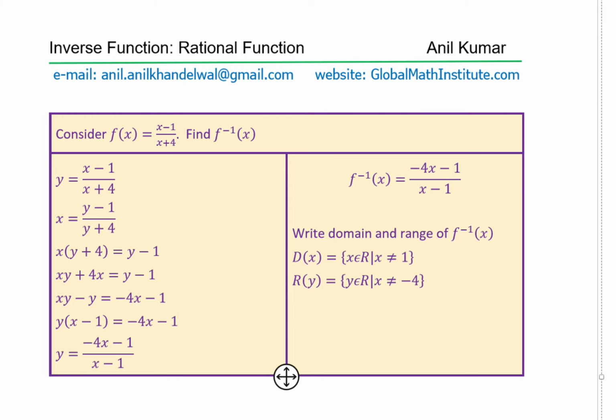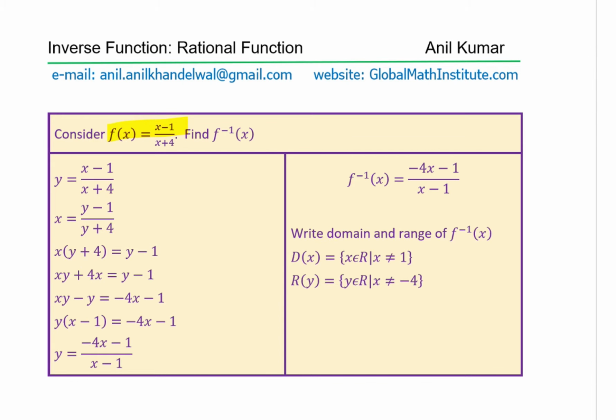Okay? Now let's look into the next part, which is how do we find the inverse of the function. So to find the inverse of the function, which is x minus 1 over x plus 4, what are we going to do? We'll write this function as y equals x minus 1 over x plus 4, and then we are going to swap x and y terms, correct? So when you swap x and y, the equation becomes x equals y minus 1 over y plus 4. And now we are going to isolate y.